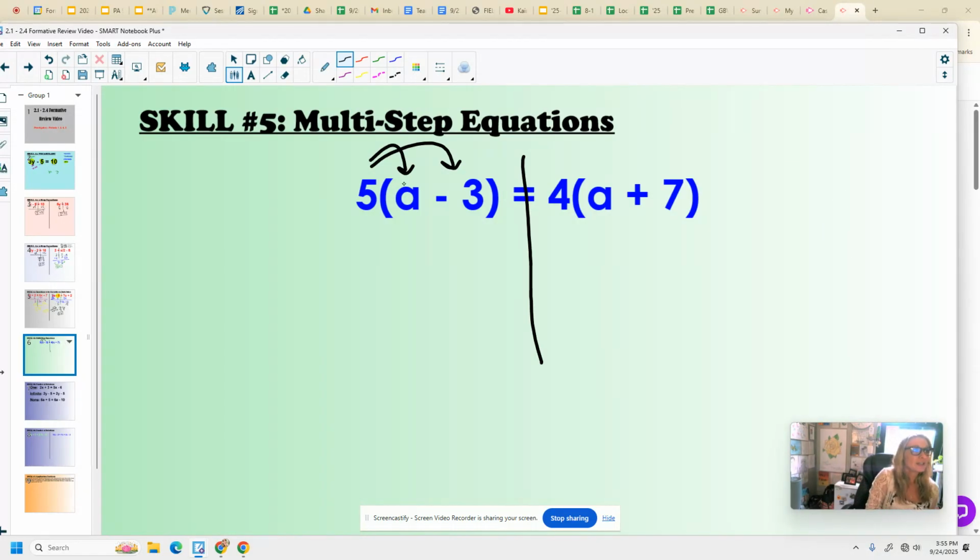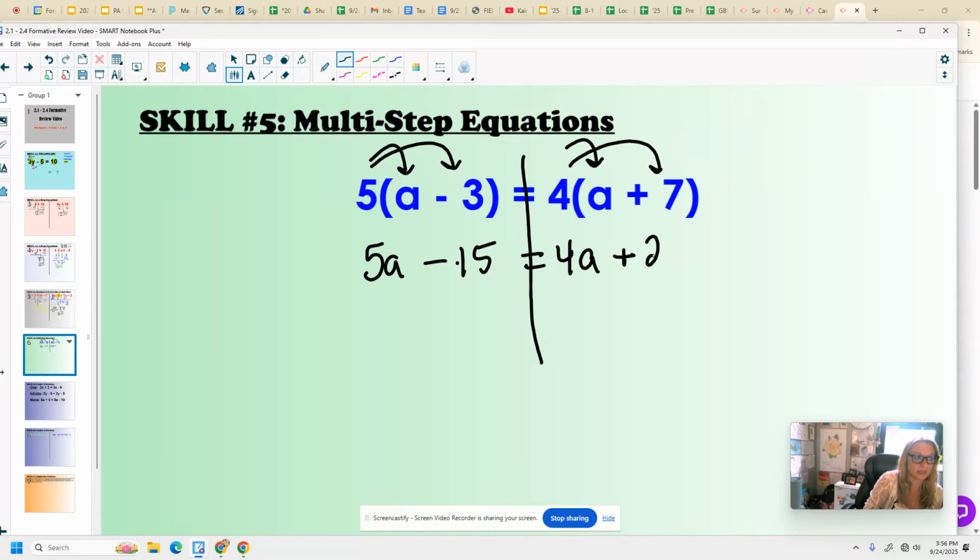Okay, here we go. So the first thing you want to do is use distributive property. 5 times a is 5a minus 5 times 3 is 15 equals 4 times a is 4a plus 4 times 7 is 28. Now I see that I have variables on both sides. I have 5a and I have 4a. Which one is smaller? 4a.